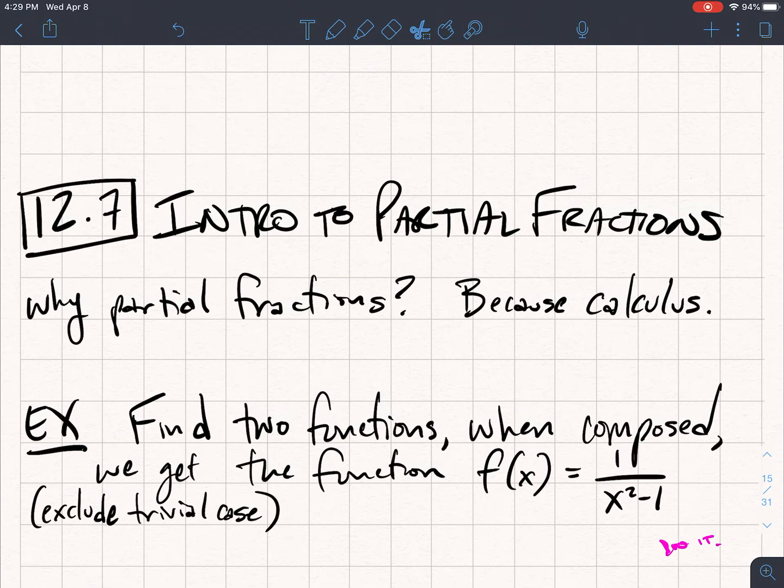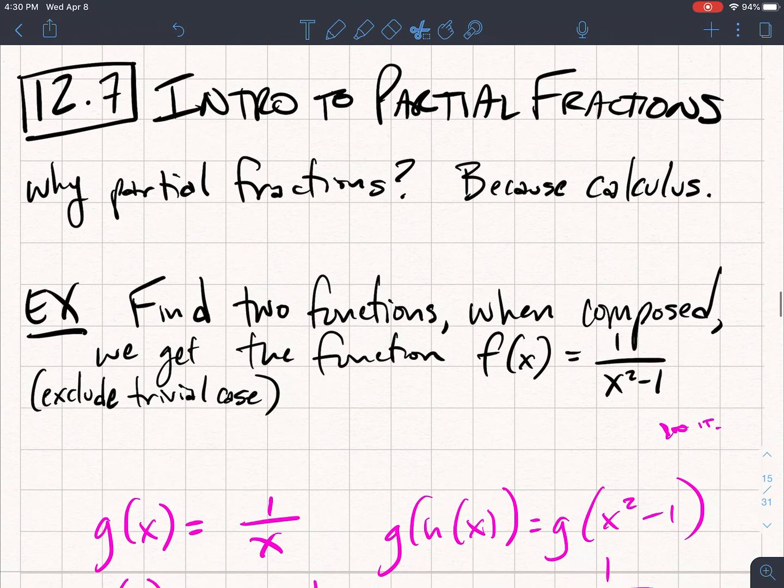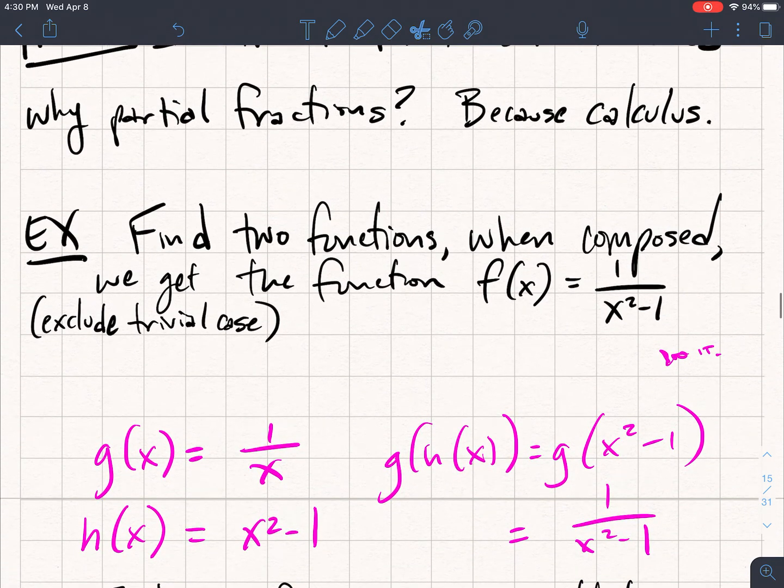First problem. I want you to find two functions. When you compose those two functions, you get the function f of x is 1 over x squared minus 1. No cheating. Don't let one of your functions just be x. That's cheating. That's the trivial case. Pause the video. Find two functions. When you compose them, you get that function f. Welcome back. The functions I chose were g is 1 over x, let h be x squared minus 1, and then g of h of x is the function f, which is what we wanted.